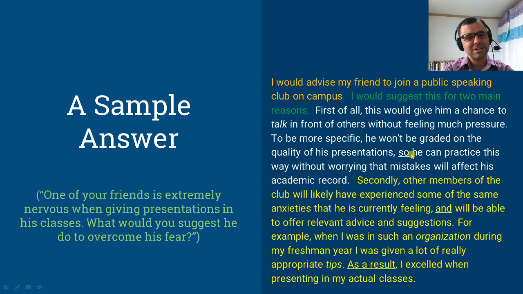I could have written just two simple sentences. To be more specific, he won't be graded on the quality of his presentations, period. New sentence, he can practice this way without worrying. But I've used this conjunction to create a compound sentence, which is a bit more specific. I've also used this one to create a compound sentence.